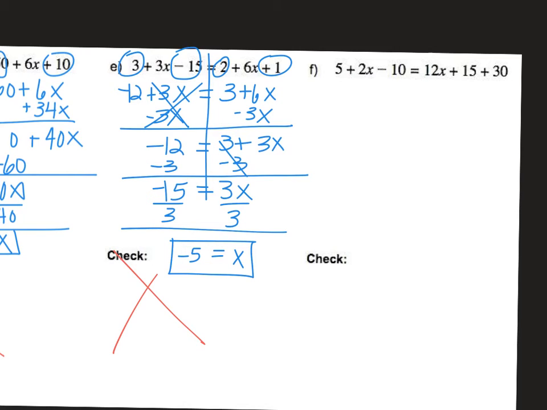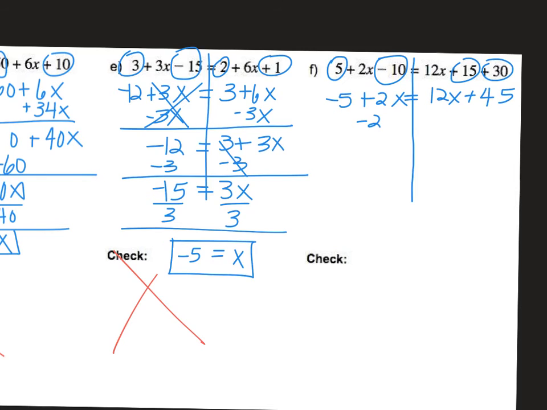All right, last one here on this slide. To combine some like terms, we have a 5 take away 10, which is negative 5. 15 plus 30, which is 45. So we'll get our x's together. We have a plus 2x and a plus 12x.